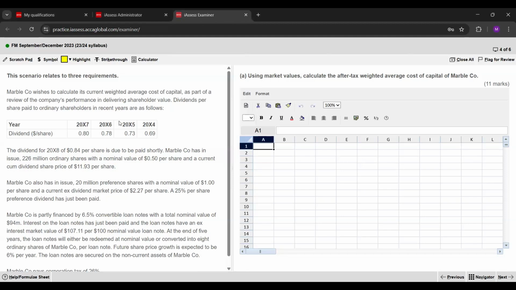Let's read. Marble Co. wishes to calculate its current weighted average cost of capital as part of a review of the company's performance in delivering shareholder value. Dividends per share paid to ordinary shareholders in recent years are as follows. Okay, it's given.